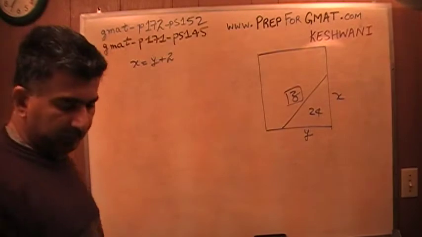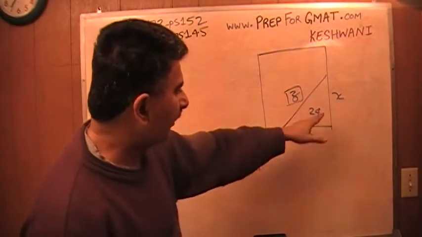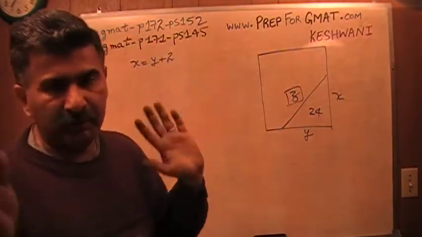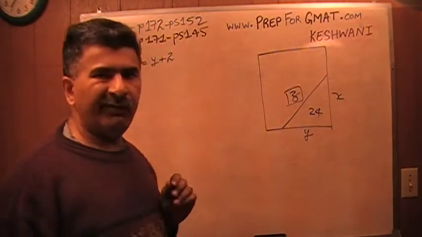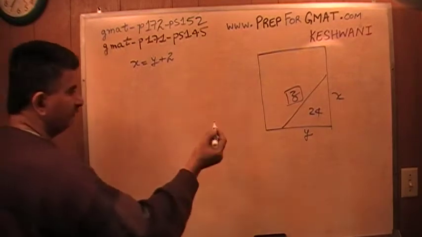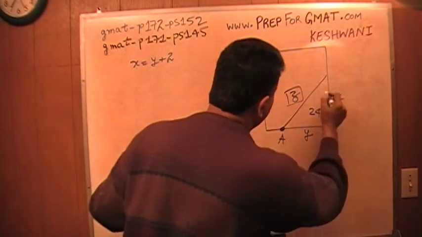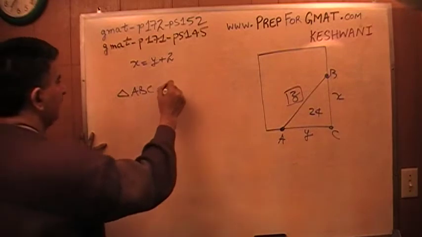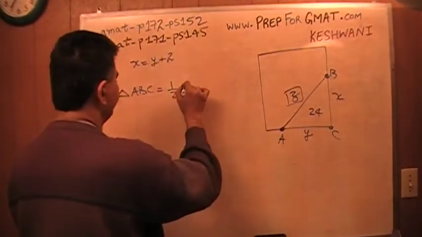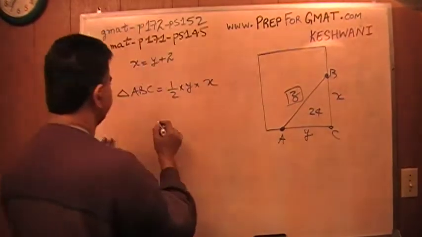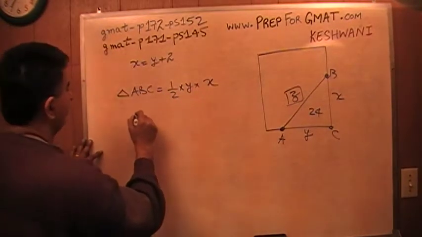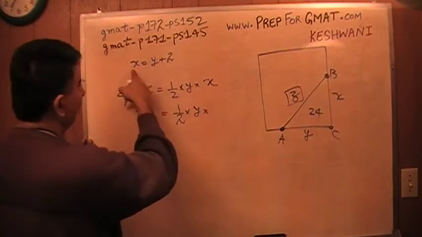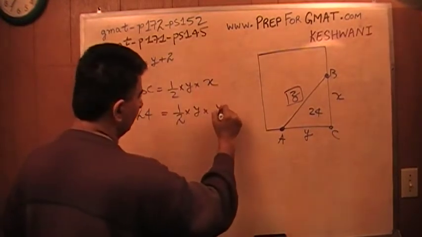Let's get going. We know that the area of this flower bed is 24 square feet, or square yard, or square meter, or square banana, it doesn't really matter what the unit is. How does one find the area of a triangle? Let's call this triangle A, B, C. The area of the triangle ABC is 1/2 base, which is y, times height, which is x, and that I'm told is 24. So 24 equals 1/2 y times x, which is equal to y plus 2. So I'm going to substitute y plus 2.